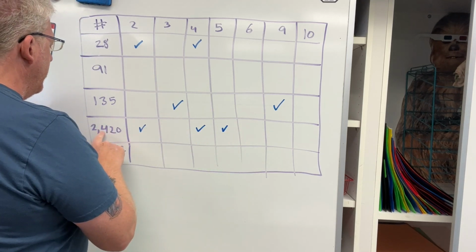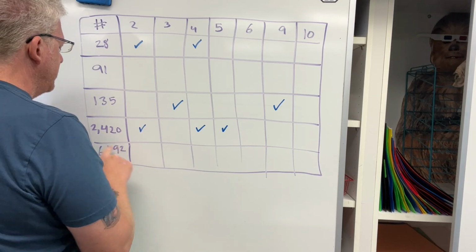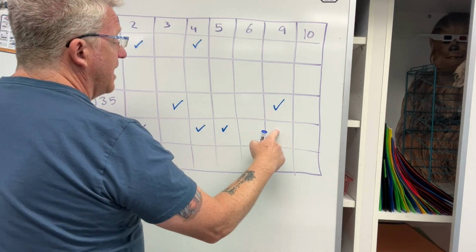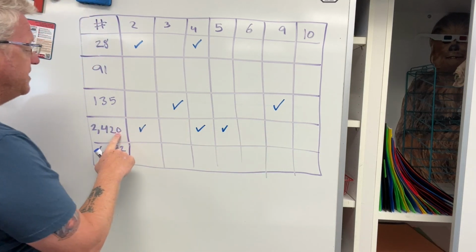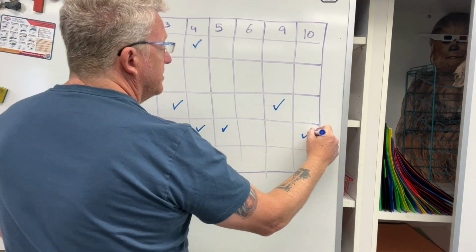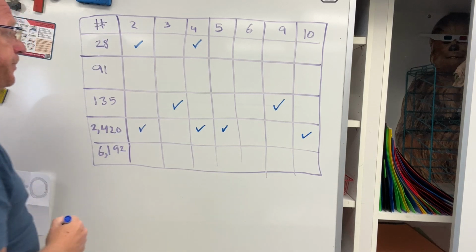Nope. What did we get? 4 plus 2 is 6, plus 2 is 8. Nope, can't count by 9s to get to 8. But I do have a 0 in the 1's place. So that makes it divisible by 10.